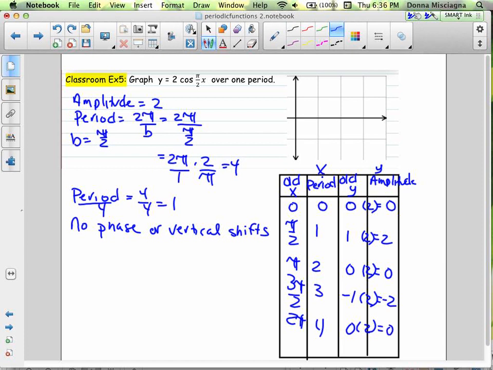All right, so points. I like to write them down so I don't grab the wrong values and then I have to erase my graph because my graph looks all wonky. 0, 0, 1, 2, 2, 0, 3, negative 2, and 4, 0. All right, just looks like regular points, doesn't it?